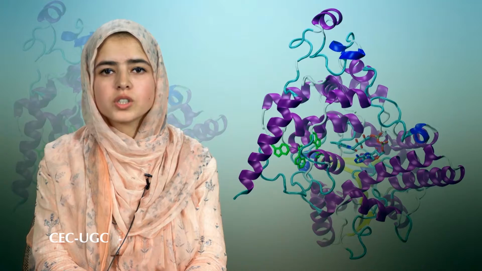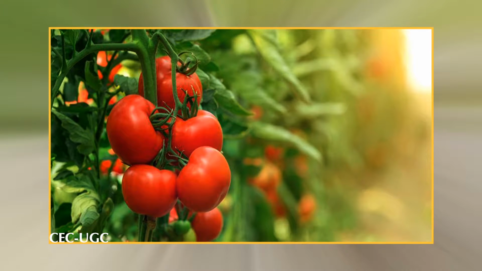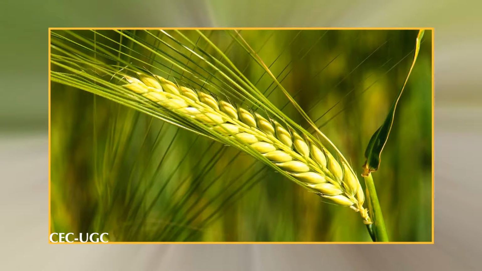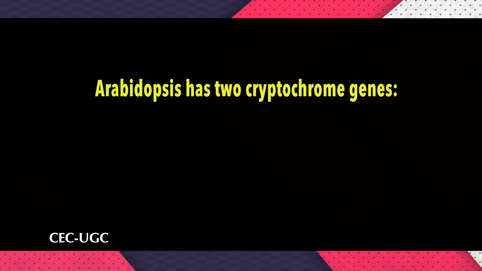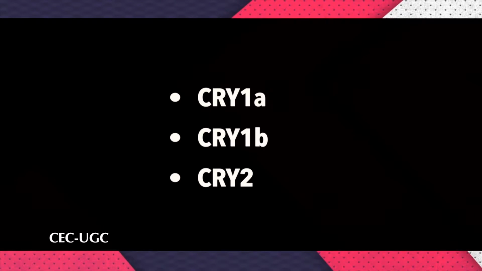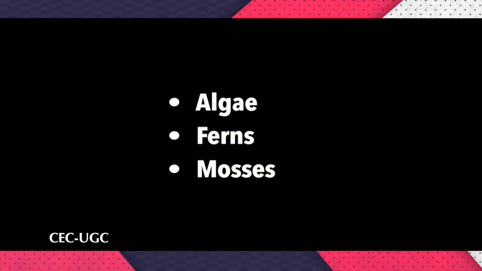Cryptochromes have been found in dicots like Arabidopsis, tomato, and in some monocots like rice, barley, and others. Most plant species studied contain multiple cryptochromes. For example, Arabidopsis has 2 cryptochrome genes, CRY1 and CRY2. Tomato and barley each have at least 3 cryptochrome genes, CRY1A, CRY1B, and CRY2. In addition to higher plants, cryptochromes were discovered recently in some algae, ferns, and mosses.